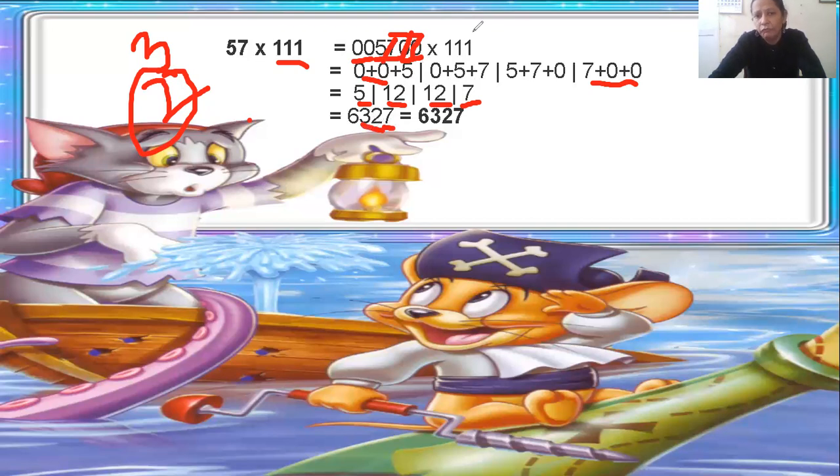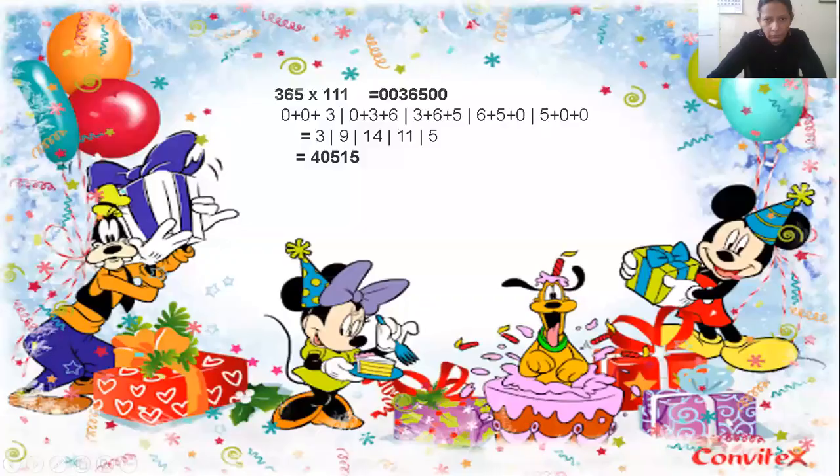So 1 is left. What will you do with the 1? You will carry it forward and add it with this 5. So 1 plus 5 is equal to 6. So 6327 is your final answer. So like this, you have to multiply 57 with this 1, 1 and 1. So now let's see some other questions, how you can solve some other questions.